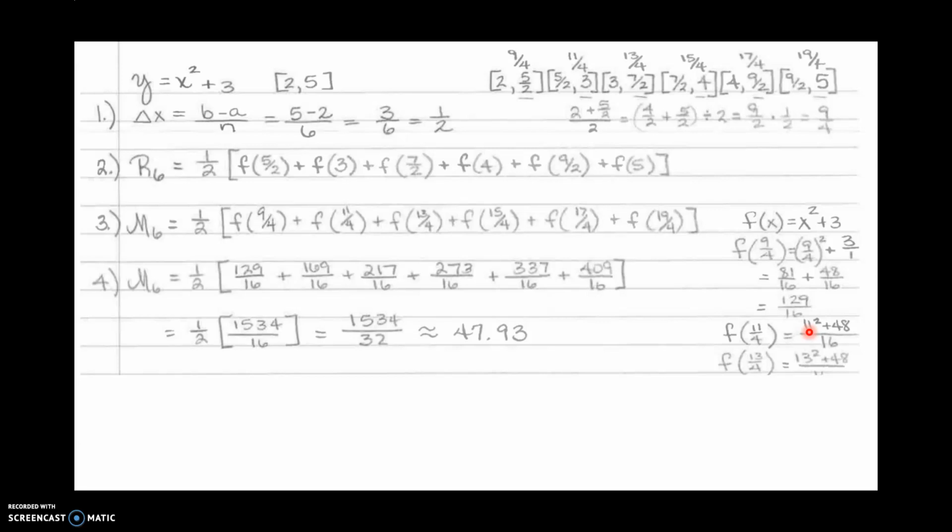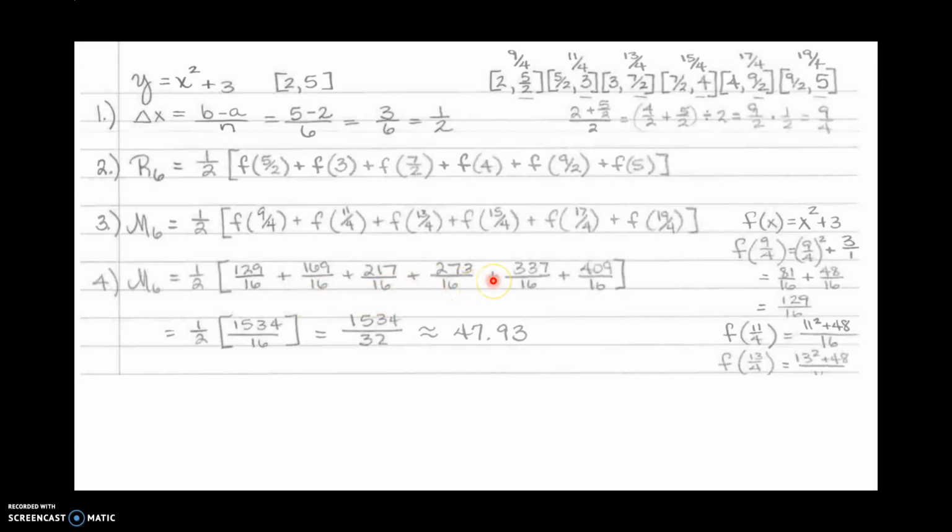So it went from 9, and then it's 11, and then 13, and then 15, and then 17. That makes it a whole lot faster and easier if all I have to do is say 121 plus 48, and then put that over 16. So that's what I did right here, 121 plus 48 over 16. And then 13 squared is 169 plus 48 over 16.